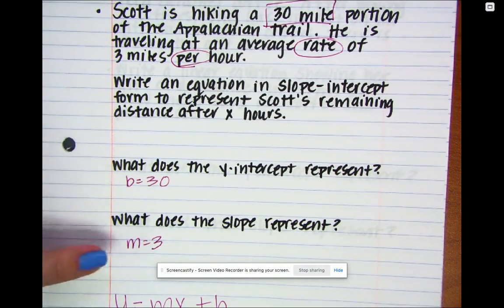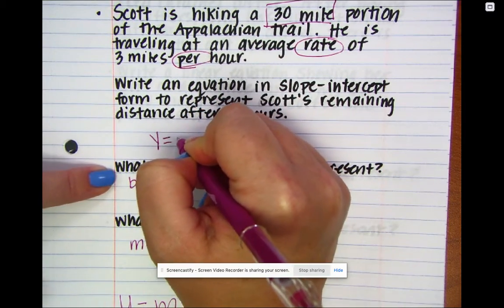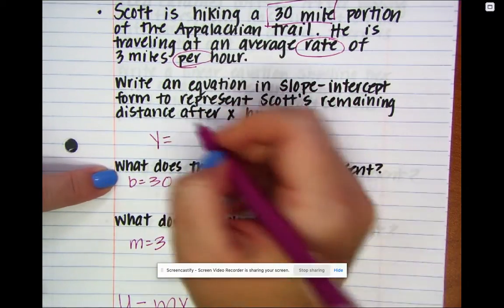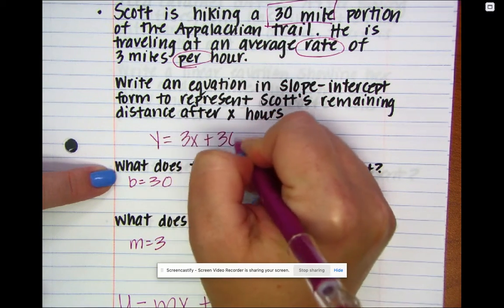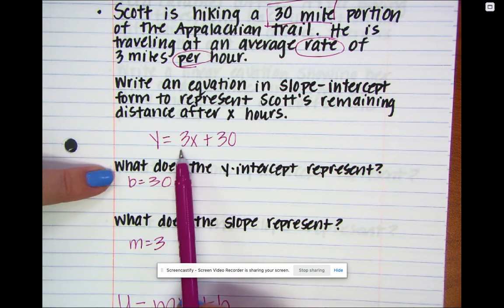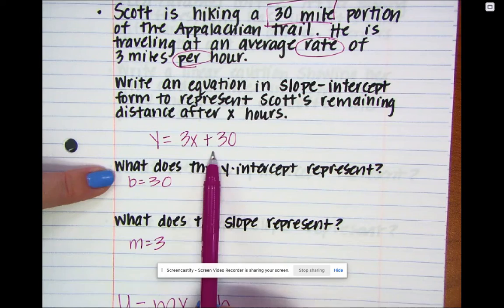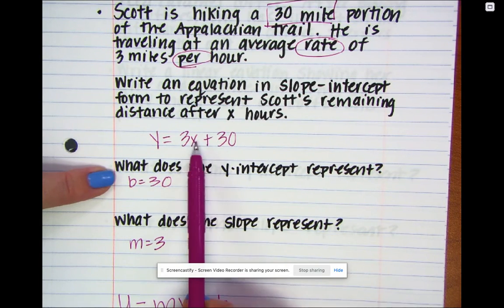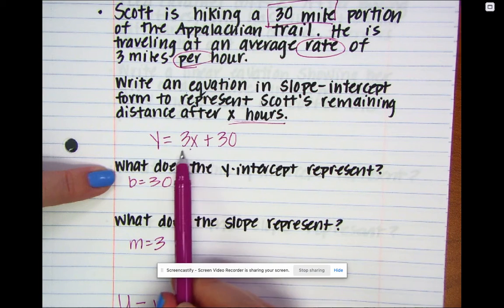So now that I know m and b, I can write my equation. y equals 3x plus 30. So let's think about this. This means he starts off with 30 miles ahead of him, and we're adding to that 3 miles. Does that seem right? Is he adding 3 miles every time, every hour? Because it tells you that x is hours. So every hour he's adding 3 miles?